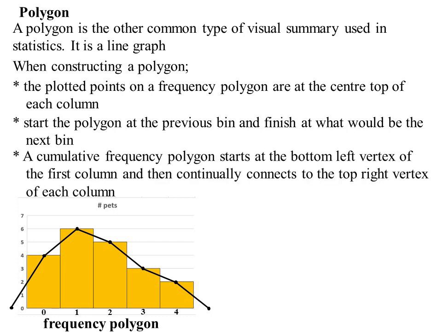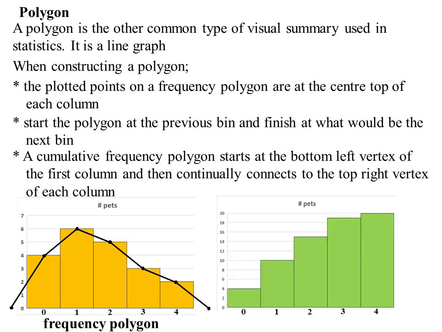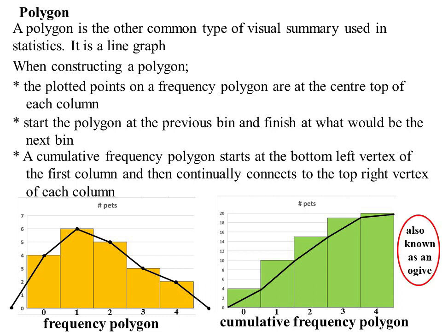Now when you draw the cumulative frequency polygon, however, that's different. You don't go to the middle. It's like drawing in the diagonal. So you start off by drawing the diagonal and then go to the next vertex, next vertex, next vertex, and so on. That's also known as an ogive. So you might sometimes see that word.